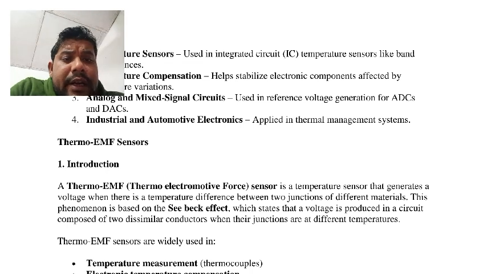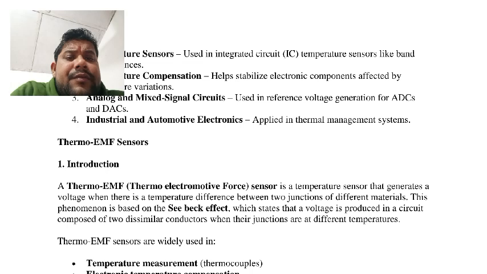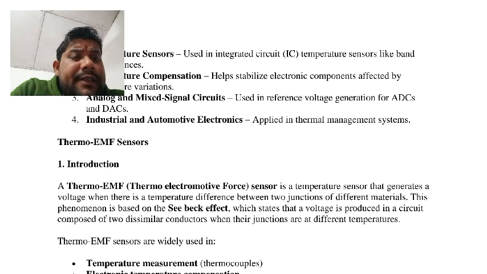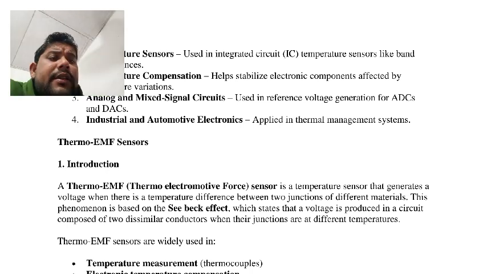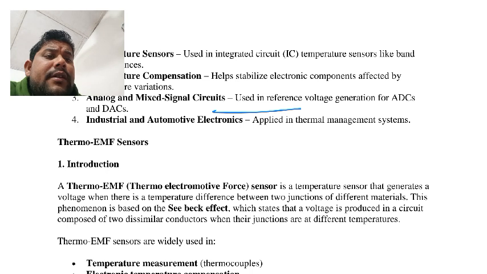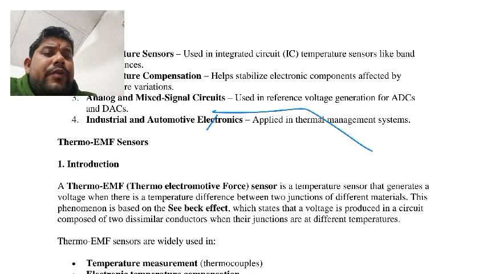their junctions are at different temperatures. The thermo electromotive force sensor is a temperature sensor that generates voltage. This sensor is nothing but a thermocouple. This is the thermocouple.